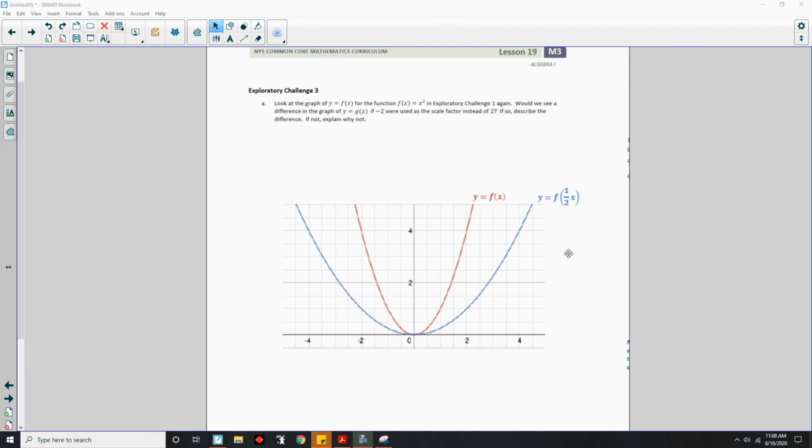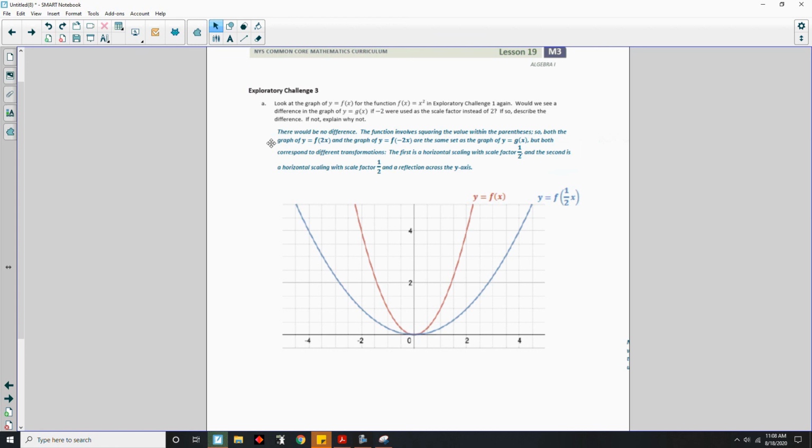Okay, so here's the graph they're talking about. F of x is the red one. That is the function x squared. Would you see a difference in the graph of y equals g of x if -2 were used as a scale factor instead of 2? If so, describe the difference. If not, explain why not.